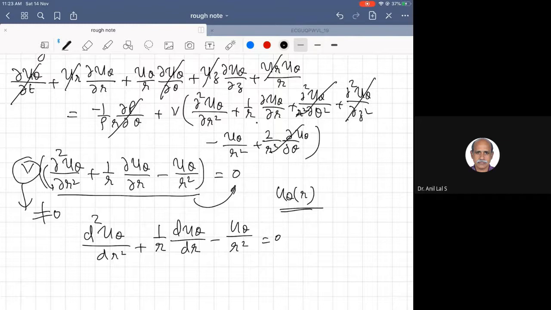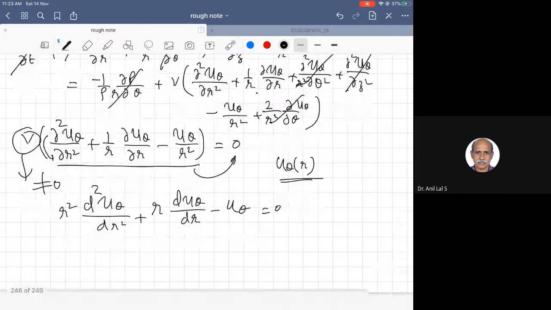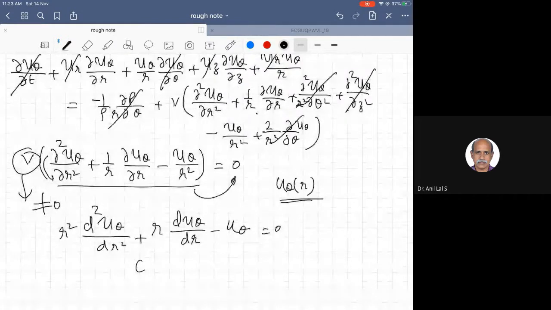If you restructure it, we multiply with r squared. Here r squared will be there, and that r squared and this one r will go, so that this can be rewritten like this, and this equals 0. This kind of equation in mathematics is called Cauchy's equation.